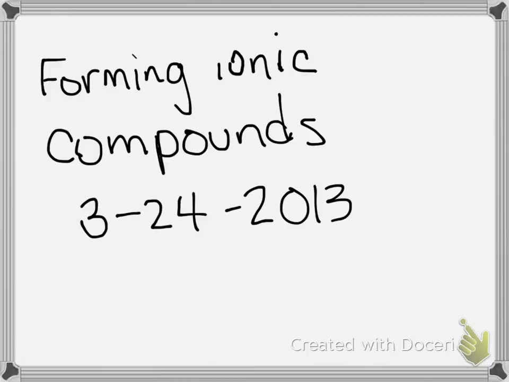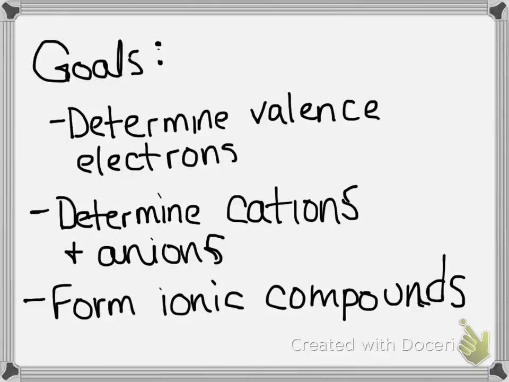It's part of our second standard, in our ability to not only form ionic compounds but also to identify chemical reaction types and be able to balance those chemical reaction types. The goals for this lesson are that you'll be able to determine valence electrons, determine cations and anions, and form ionic compounds.